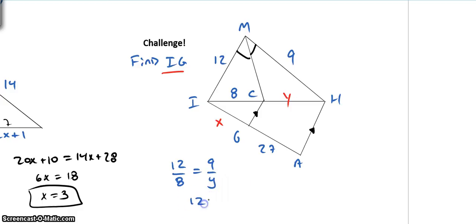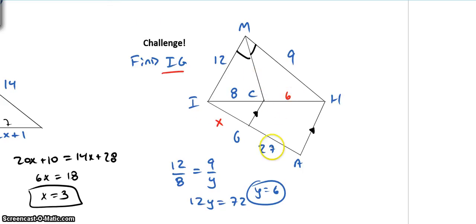When we cross multiply, we get 12y equals 72. Divide by 12, and I'm sorry, y is 6. I don't know why I wrote x. Y is 6. Alright, so now we can cross out y and put a 6 there.